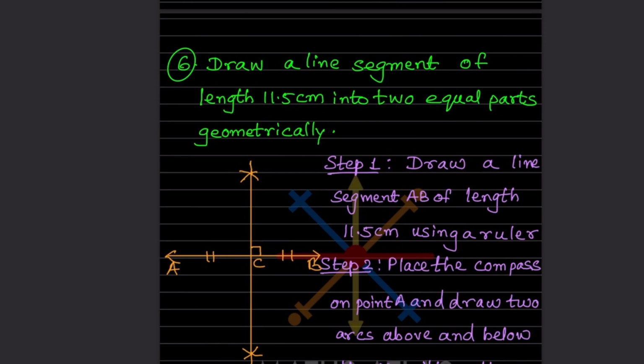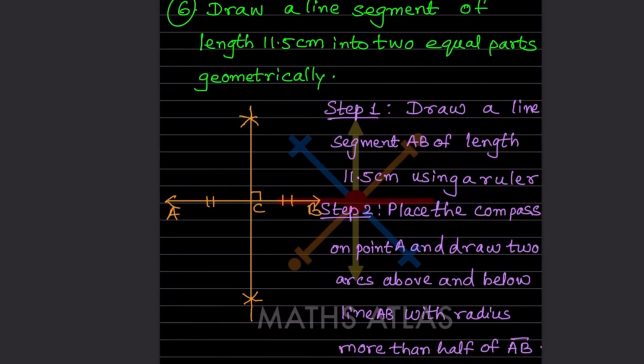Place the compass on A and draw two arcs. So you will place a compass here and you will draw one arc over here. This from here, and this from here you will cut, then you will draw an arc over here, and again here you will draw one arc, that is, above and below the line. What will you do? You will take more than half, then you are going to draw an arc the same distance, taking more than half. You will draw an arc over here. Again you are going to draw an arc over here.